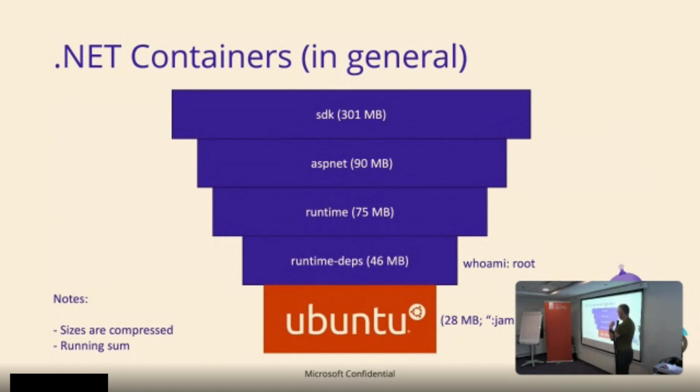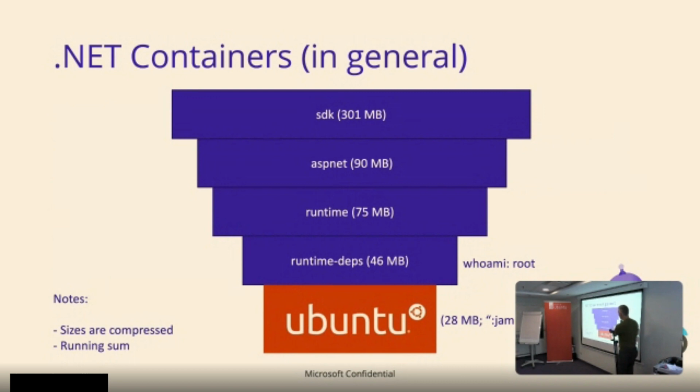Okay, so repeat of the slides from the workshop. Let's look at what this actually looks like. These are our existing container images that we've been shipping. The Ubuntu Jammy image is 28 megabytes compressed, and then we build our product on that.